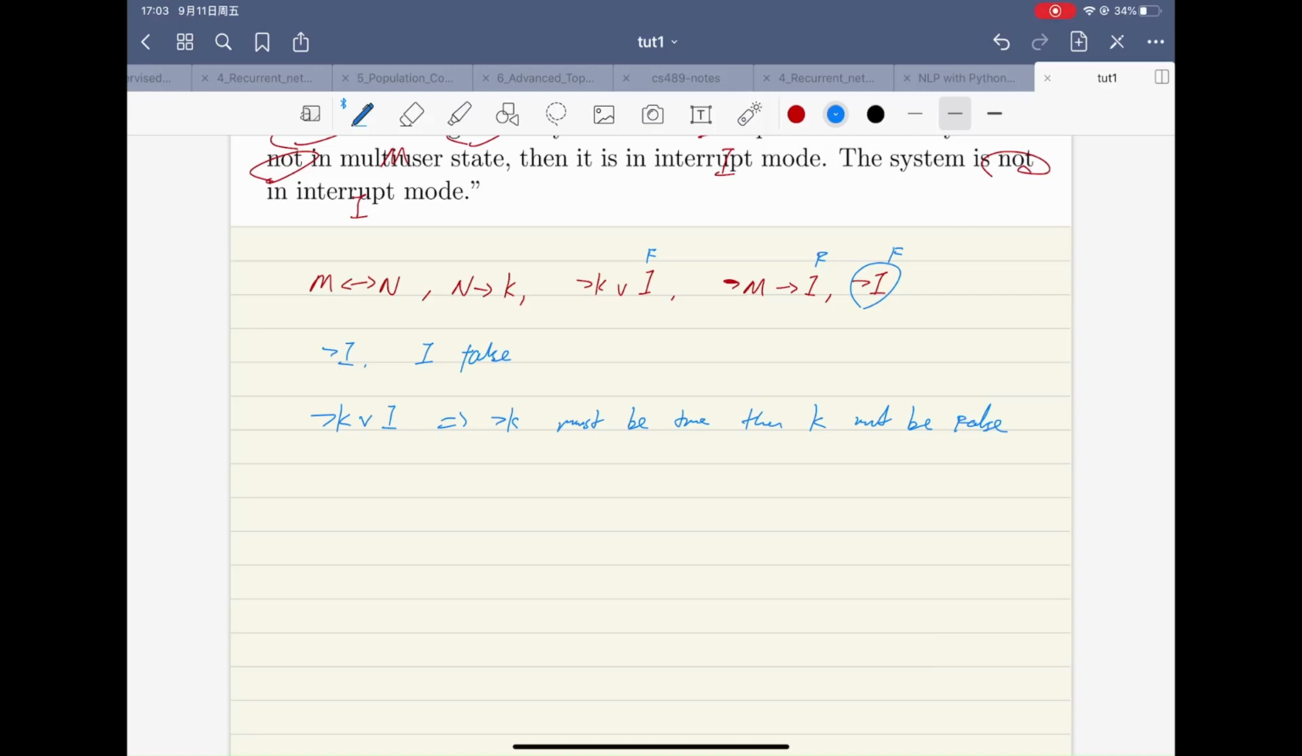So what do we have next? We have not I implies I. We know I is false, and we know the truth table of the implication. If something implies false, we want the result to be true, then the not I must be false, right? Because false implies false is true. Sorry about that.